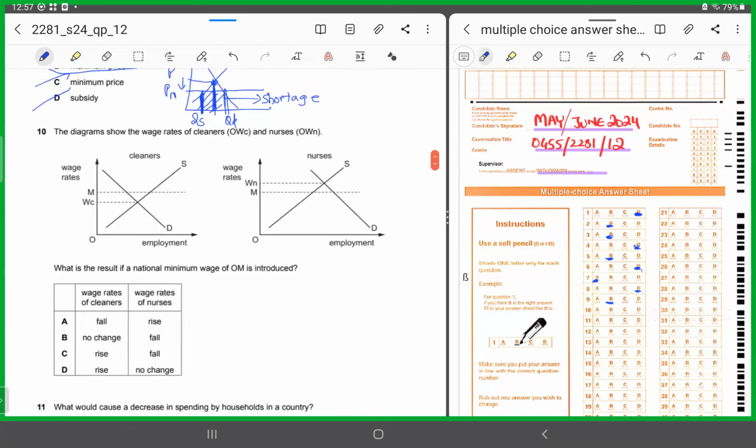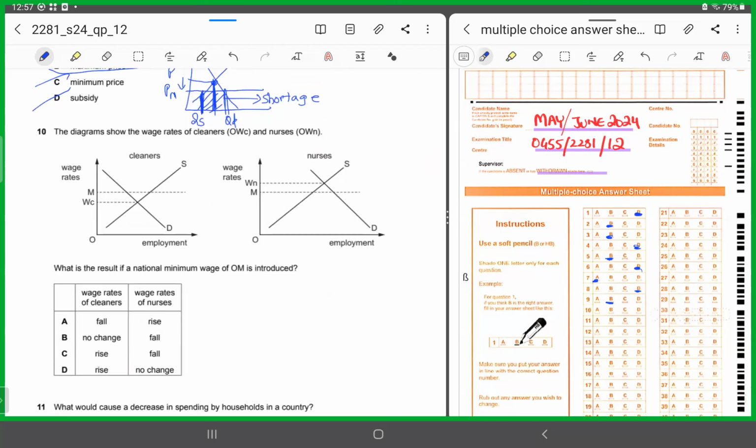The first diagram shows us the wage rate of cleaners. The second talks about the wage rates for the nurses. They ask what would be the result if a national minimum wage of OM is introduced. So now if the government imposes a wage rate of OM, what would be the impact on the wages for the cleaners and for the nurses?